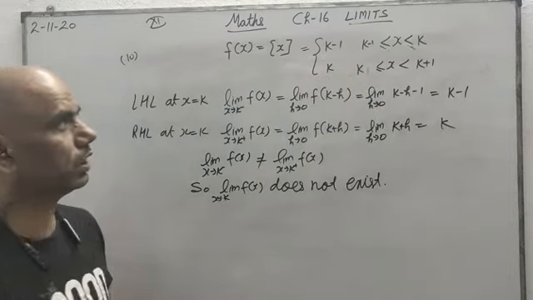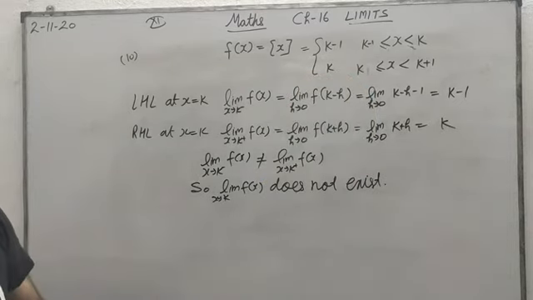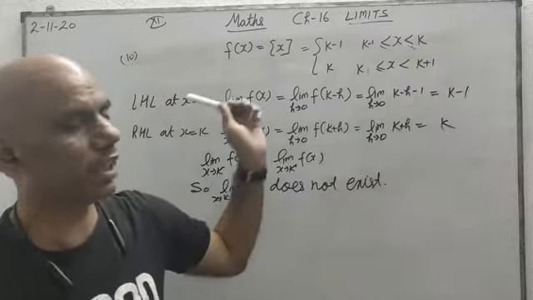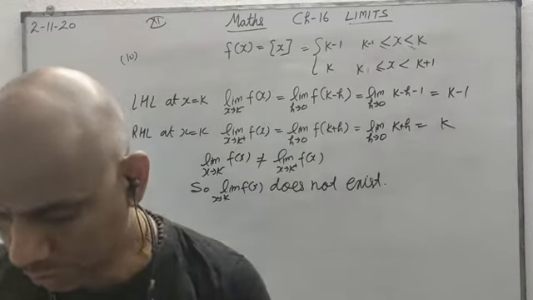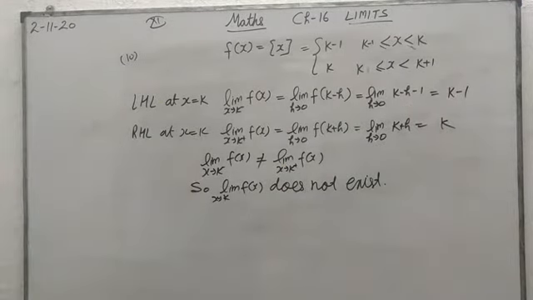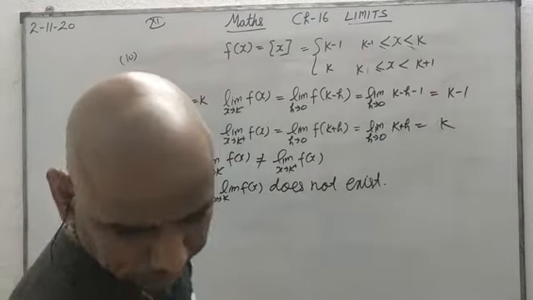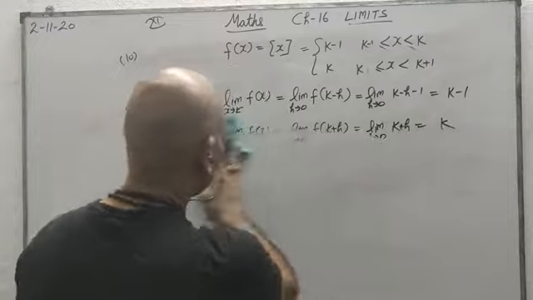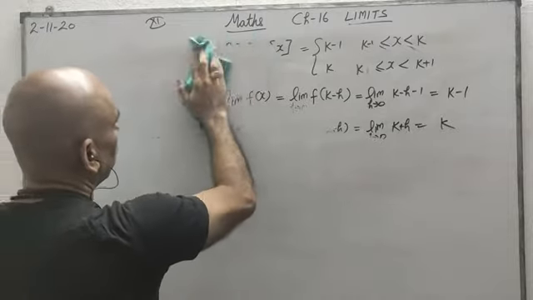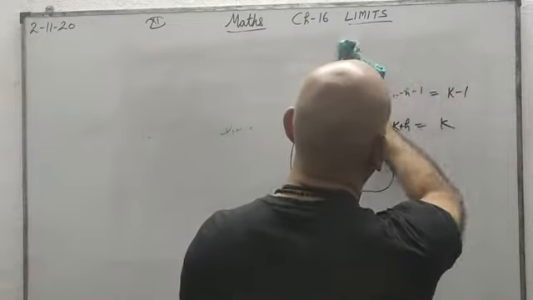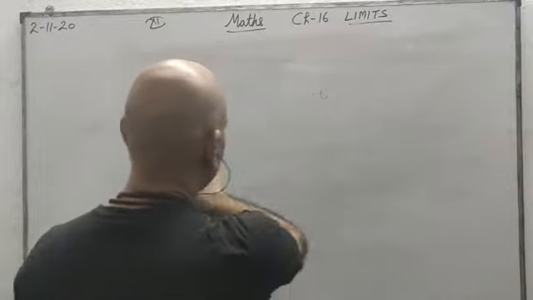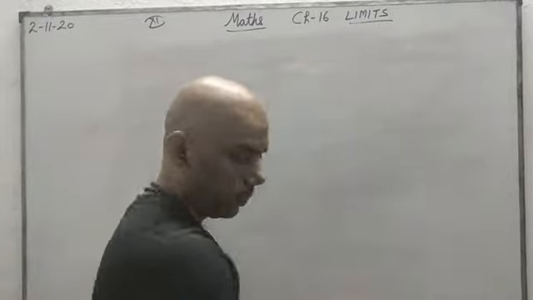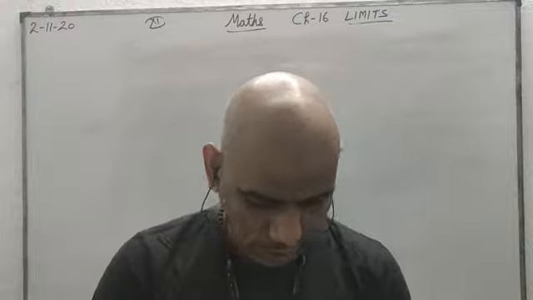Okay, this was question number 10. This definition of greatest integer function is to be learned so that you can solve this question. Now let us see question number 12. What is question number 12 saying? Once again, you will have to check RHL and LHL, but the function is exponential.